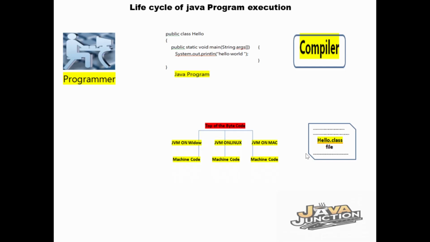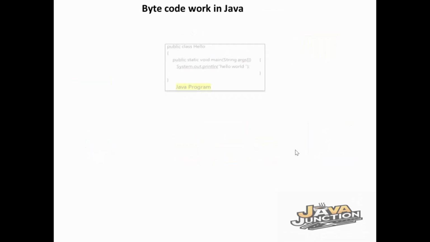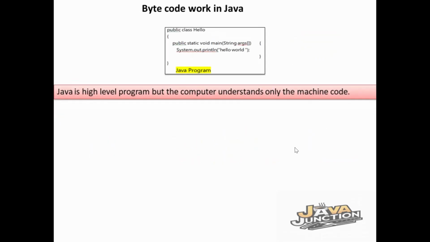For example, in my machine, Windows is there. In your machine, Linux or Mac is there. So that code is executed. What is that code? Dot class file code. Okay. Once it is given, then the code is executed successfully. So this is actually the process that happens internally. Okay.